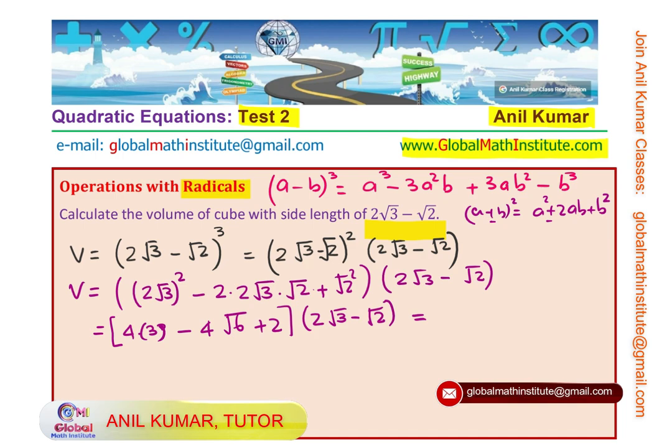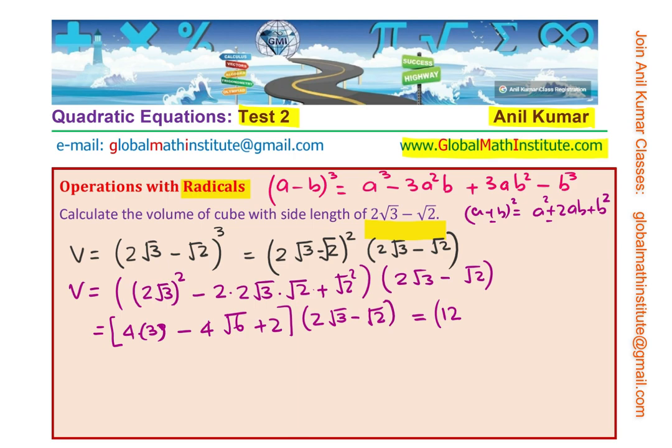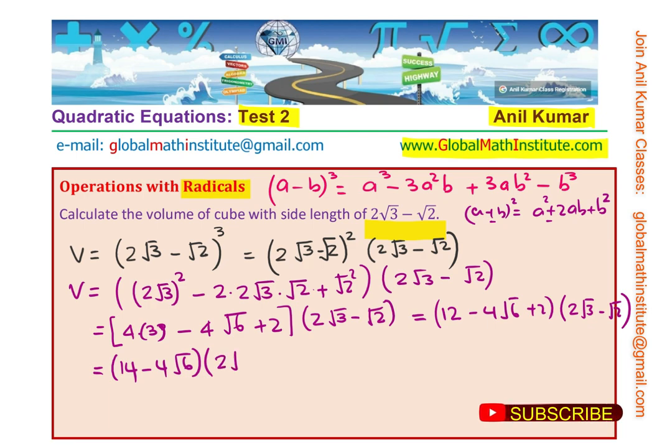That is equal to 4 times 3 is 12, right? Minus 4 square root 6 plus 2, times 2 square root 3 minus square root 2, right? So we can now simplify. 12 plus 2 is 14, minus 4 square root 6, times 2 square root 3 minus square root 2. Let's apply the distributive property.